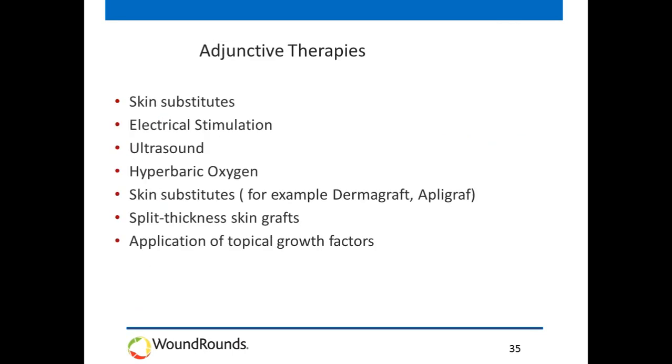If you don't see healing in 30 days, there are recommendations that you look at some of these adjunctive therapies, some of your skin substitutes, your split-thickness skin grafts, but now you're doing another surgery. You might want to look at HBO. They don't have a lot of data on HBO and venous leg ulcers, but they have looked at significant reduction in one study that was noted by Cochrane in conjunction with HBO and compression.